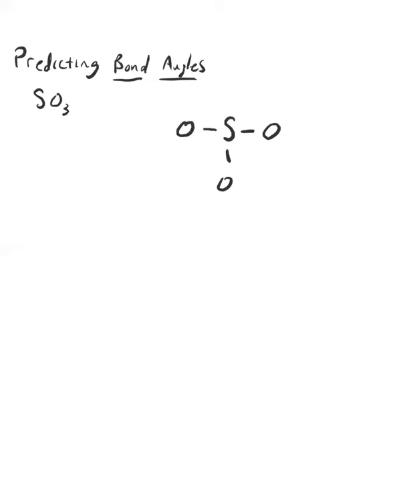Okay, then we count up valence electrons. Sulfur is in group 6A, so is oxygen. So you've got 6 electrons for the sulfur and 6 electrons for each oxygen. So that's a total of 24 electrons. Now, we've already made 3 bonds, so we've already used 6. So we're down to 18. And so we put them around the surrounding atoms and get them up to 18.